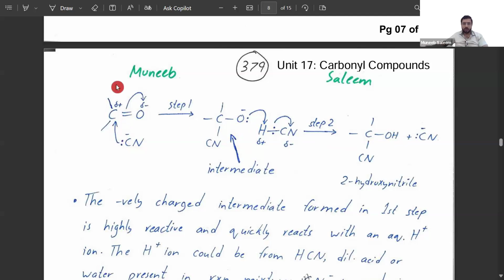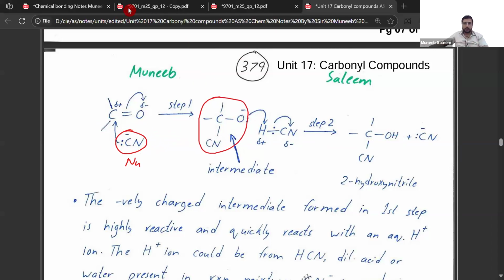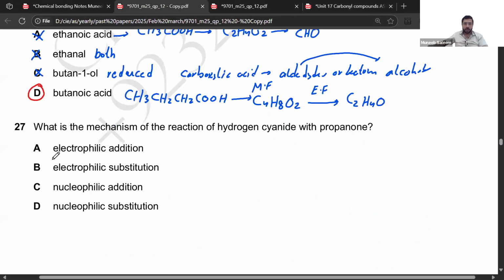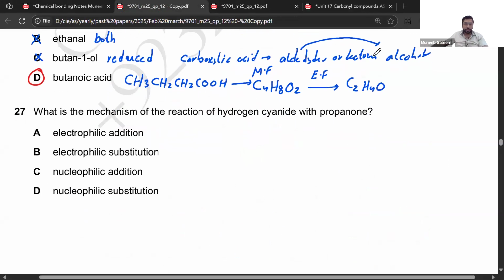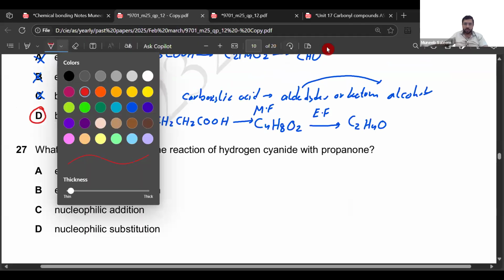So this is how we decide that this is a nucleophilic addition reaction, since this is a nucleophile and it is being added into this compound, because there is no removal or substitution part here. So that's basically the addition of the nucleophile into the compound. Considering that, the correct option becomes option C, which is nucleophilic addition reaction.